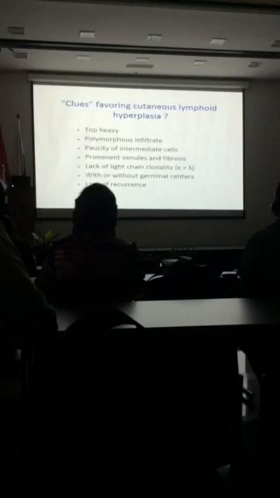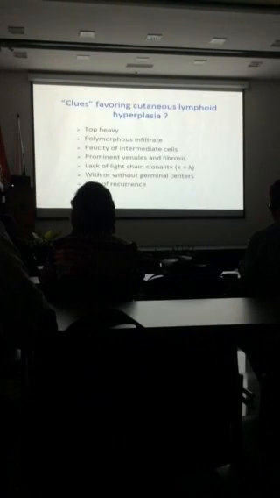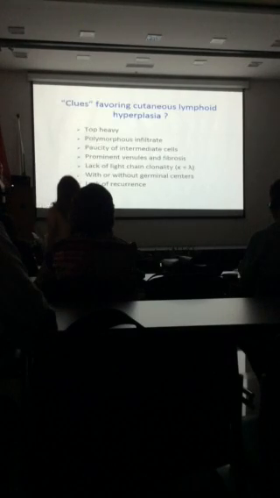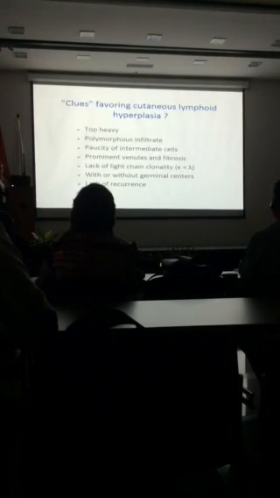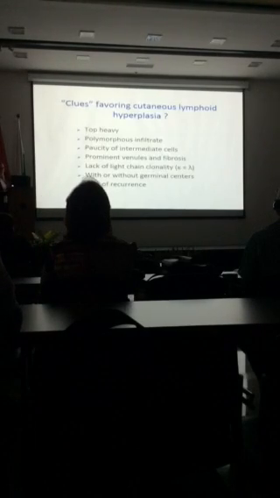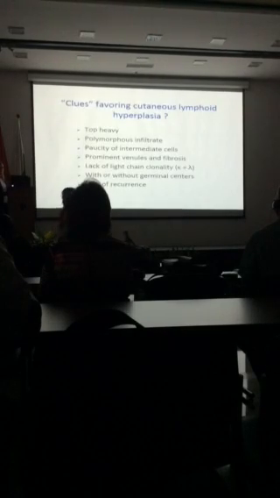So what are the clues favoring lymphoid hyperplasia? I think Victor Gretta will go into details, but I've just mentioned briefly: a top-heavy infiltrate, a polymorphous infiltrate, positive intermediate-sized cells. You see prominent venules and fibrosis, and you do see a lack of light chain restriction. You can find a lot of germinal centers, but those patients also generally have a lack of recurrence of disease.